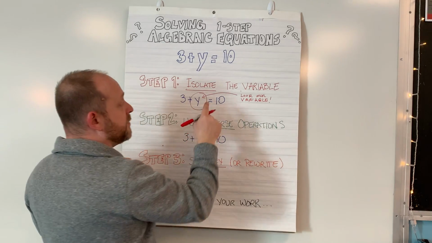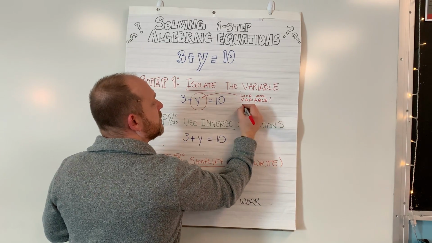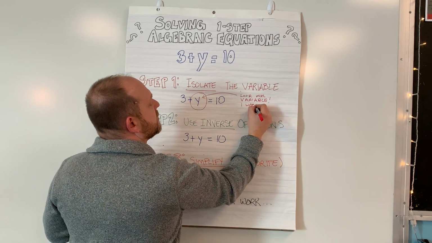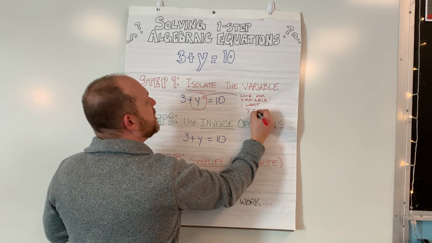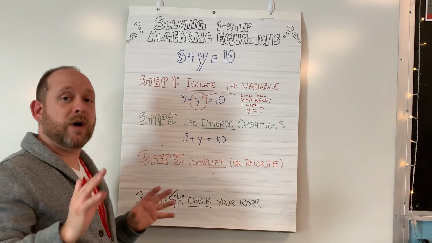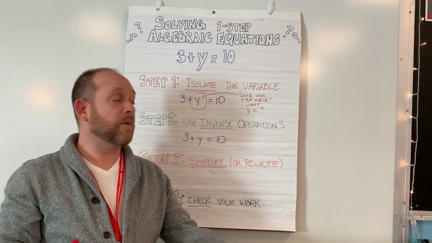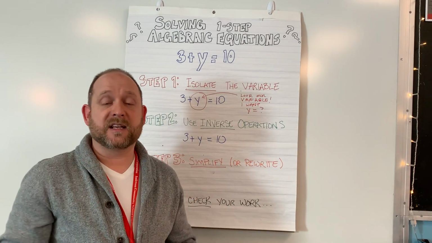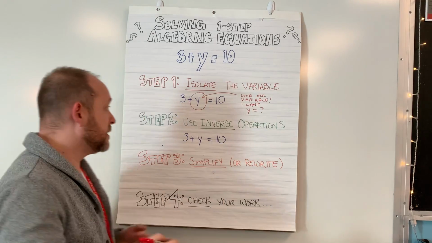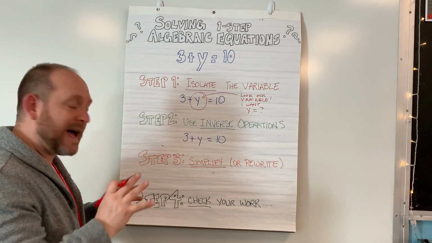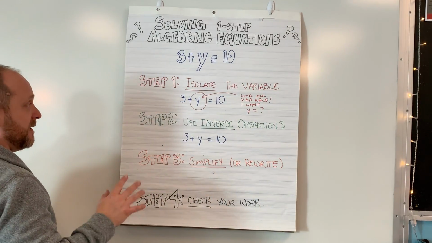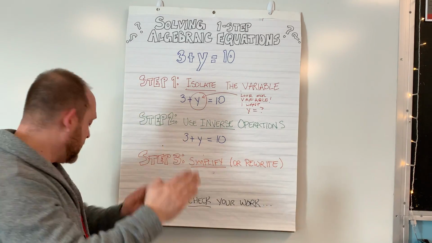And that's what I'm shooting for. So what I want is y to equal something. That's what I want at the end of my equation. I want to see y equaling something because that'll show me what its value is. So that's what I'm looking for. That's what it means to isolate the variable. We need to figure it out so we can kind of hone in on it.